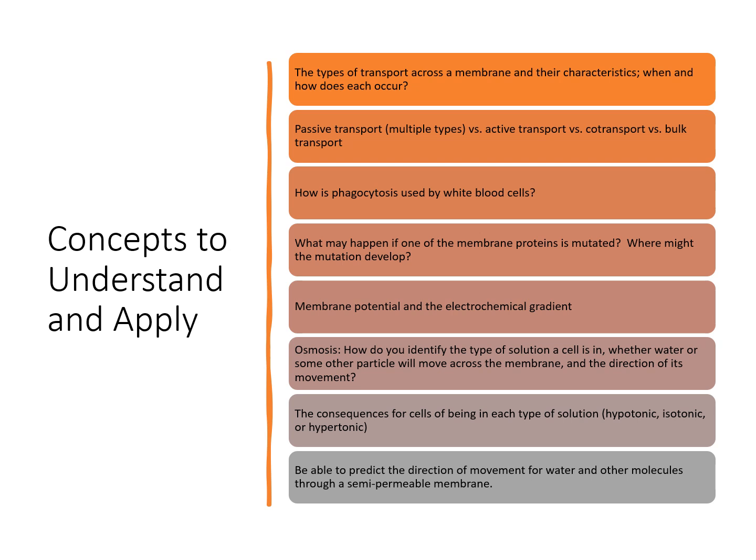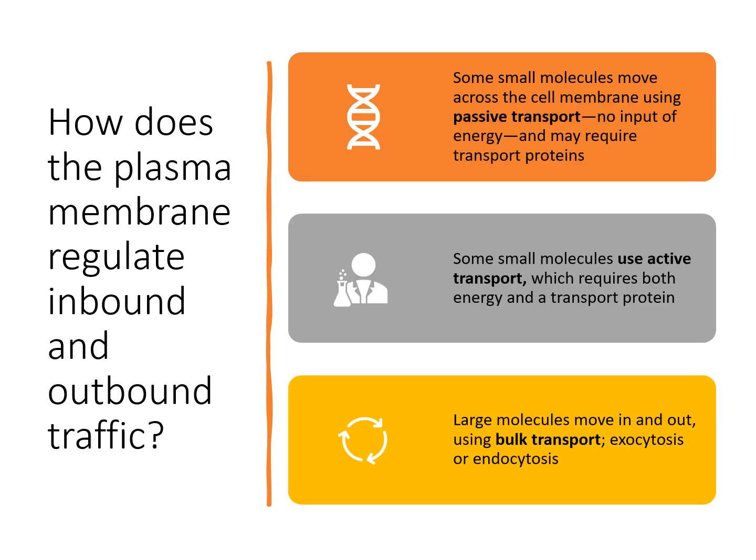Describe what osmosis is, how you identify the type of solution a cell is in, and whether water or some other particle will move across the membrane and in what direction. Know the consequences for cells of being in each type of solution, hypotonic, isotonic, or hypertonic, and also be able to predict the movement of water or other molecules through a semi-permeable membrane. I know that's a lot of concepts to learn, but I think we can review them here, and then you can take some notes again from your book.